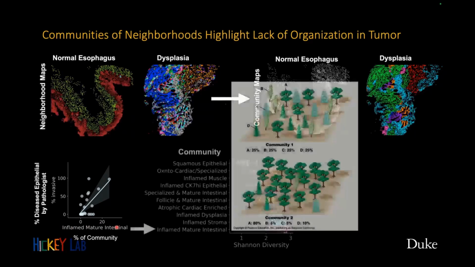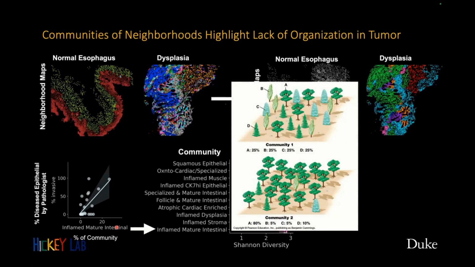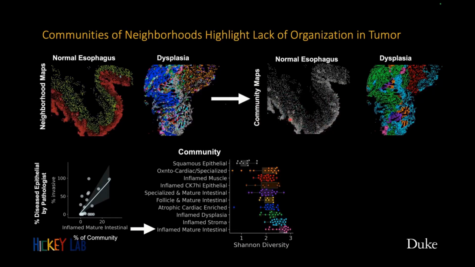And what we saw from this was something that we measured was Shannon's diversity, which is an ecological principle where you measure the number and percent of each species to see how diverse it is. And what we found was that this normal community, the squamous epithelial, which is what originally normal esophageal epithelial is, was the least diverse.